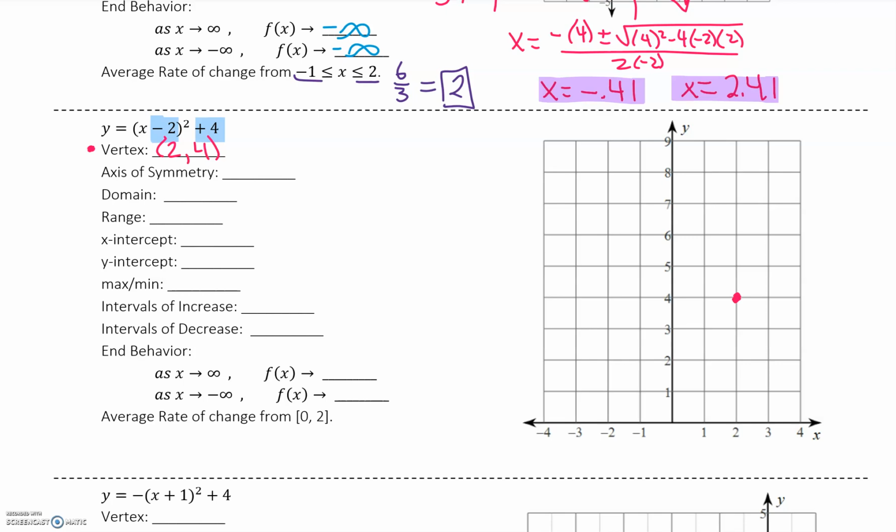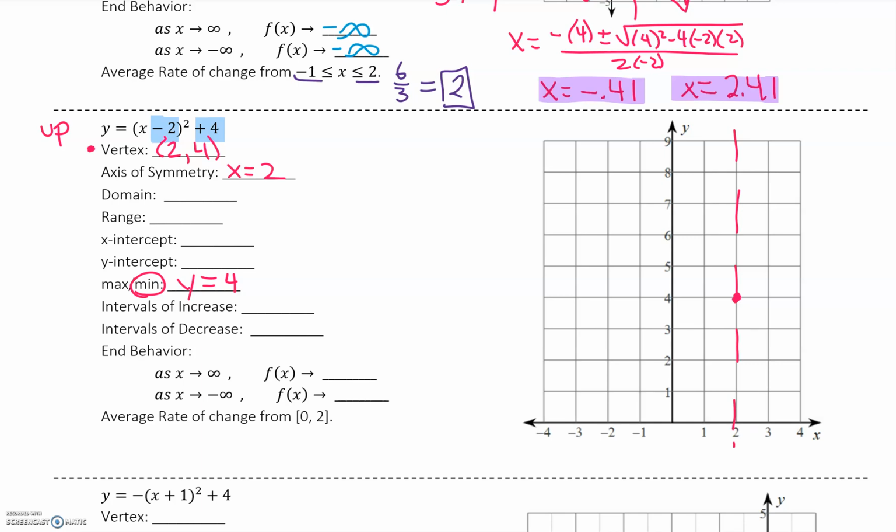So that means from there, it's a positive in the front, so it's going to open up. That means that is going to be a minimum, and it's a minimum value at y equals 4, and your axis of symmetry is going to go through 2. And I got all that information just from my vertex.